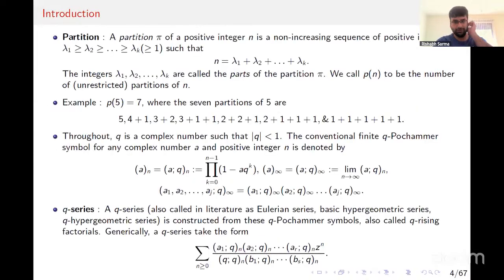I don't think I need to talk about this slide, but just for the sake of it, I'm pretty sure people here are from the theory of partitions. People work mostly in the theory of partitions, so I don't think I need to explain these things, but maybe I'll start right here that this is the finite q-Pochhammer symbol, and the infinite version of that is obtained by letting n go to infinity, and the product of those products is denoted by this. And a q-series, also called in literature as an Eulerian series or basic hypergeometric series or q-hypergeometric series, is constructed from these q-Pochhammer symbols. And generically, they take the following form.